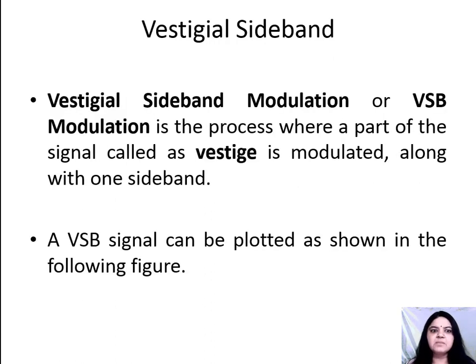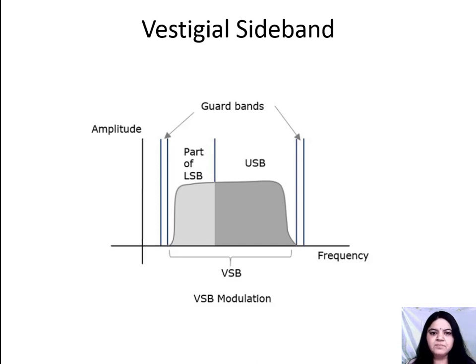Vestigial sideband modulation, or VSB modulation, is the process where a part of the signal, that is called the vestige, is modulated along with one sideband. A VSB signal can be plotted as shown in the figure. Here we can see the spectrum having the two frequency sidebands. Here you can see this is the USB. So what we are doing? The whole USB we are transmitting.